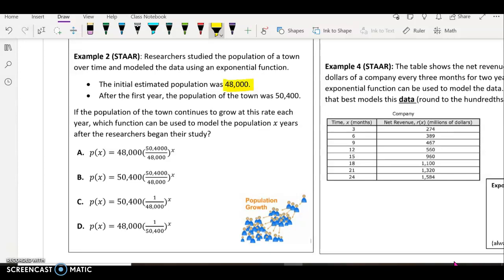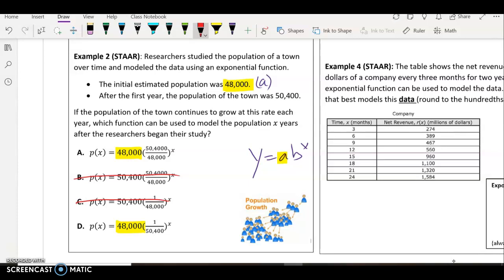It says the initial estimated population was 48,000. So remember, that's the A value in your equation. And in our equation, the A value is what goes first. Okay? So our first number should be 48,000. So it's either A or D. So I'm going to go ahead and mark out B and C. I know they're incorrect.